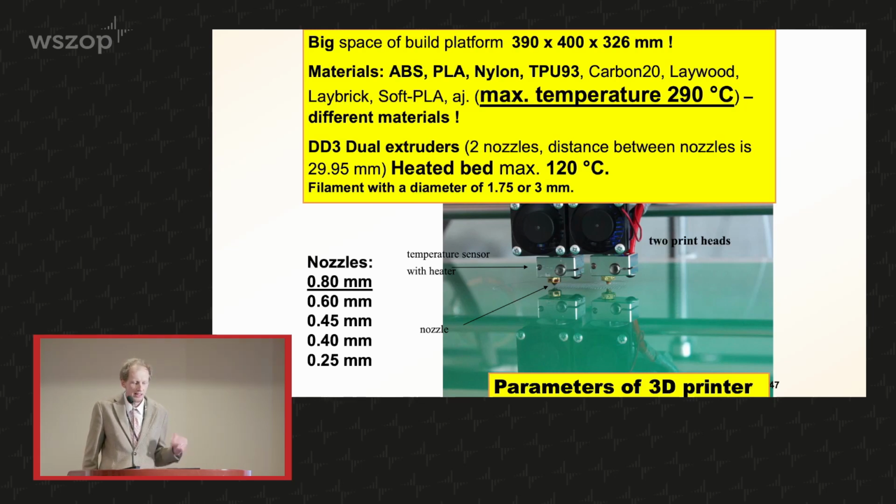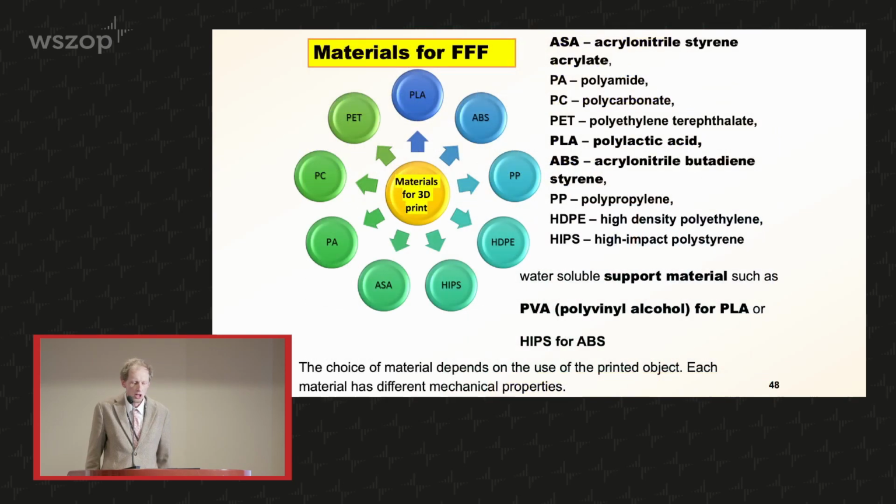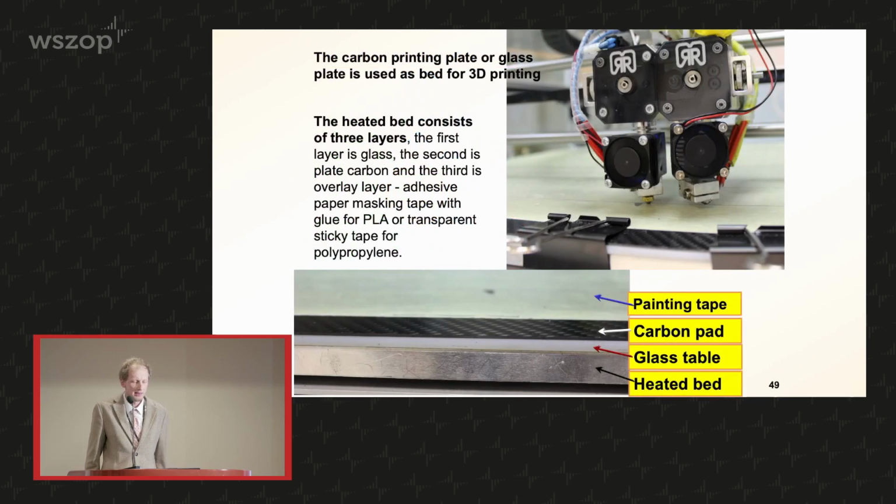The choice of material depends on the use of the printed object. Each material has different material properties. The carbon printing plate or glass plate is used as a bed for 3D printing. Sometimes I used only a glass table, but for printing protective shields, I used a carbon bed.